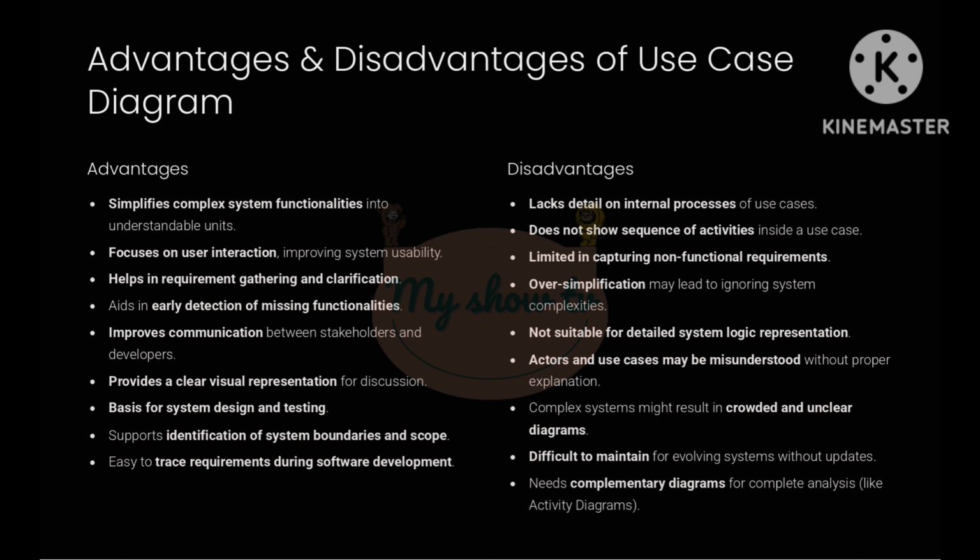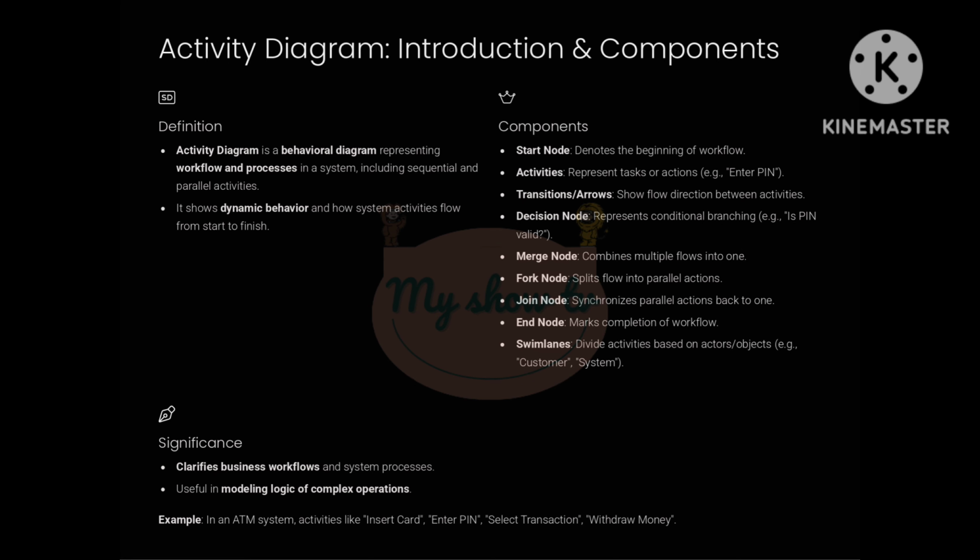6. Actors and use cases need clear explanations to avoid misunderstanding. 7. If systems are too large, diagrams become crowded and unreadable. 8. They need constant updates as the system evolves. 9. And often, they need supporting diagrams to give a complete picture. Slide 3. Activity diagram, introduction and components.